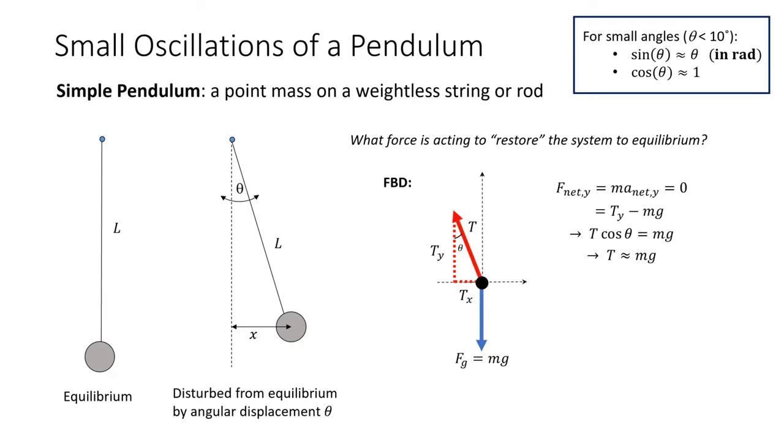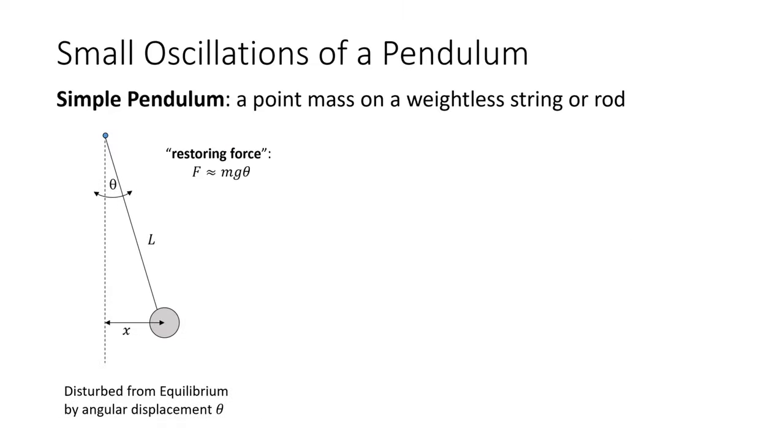Okay, we used this small angle approximation, which is up in this black box, that sine of theta is approximately theta in radians for small angles, and cosine of theta is approximately 1 for small angles. And what we found is that the restoring force can be approximated by the weight of the bob, so that's mg, multiplied by theta, that angular displacement of the bob. Okay, and so now we're ready to talk about the period of oscillation of a pendulum.